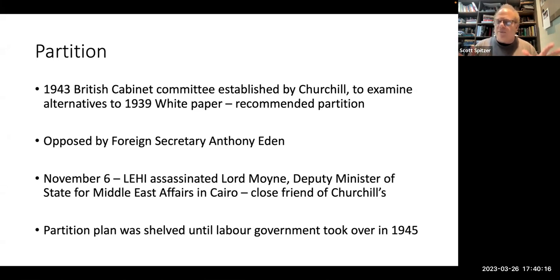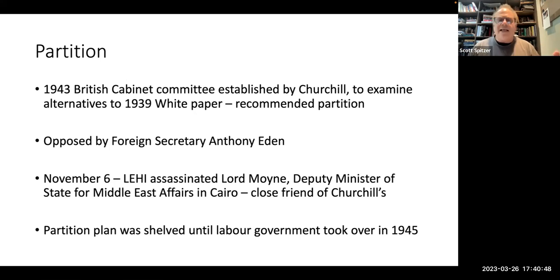They were allowing more immigration into Palestine. And then a Jewish militia group, Fighters for the Freedom of Israel, Lehi, which was formerly known as the Stern Gang, assassinated Lord Moyne, who was the deputy minister of state for Middle East affairs for Britain, stationed in Cairo. And more importantly, he's a very close friend of Churchill.